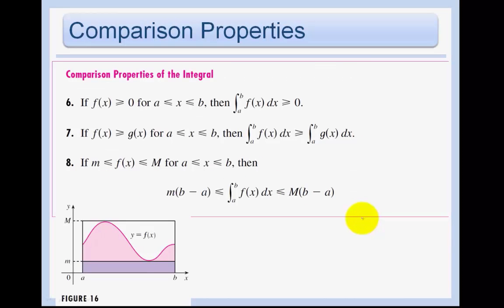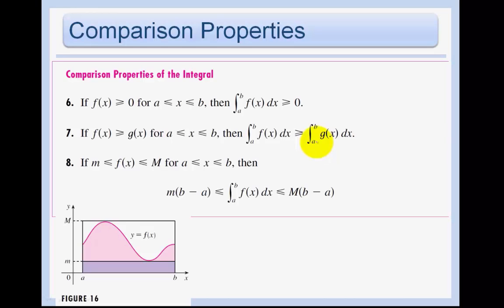Some comparison properties. If f of x is greater than or equal to 0 for all x's between a and b, then you know that the area under the curve is positive because it's always above the x-axis. If f of x is greater than g of x, then the area under the curve of f of x is going to be greater than the area under the curve of g of x.